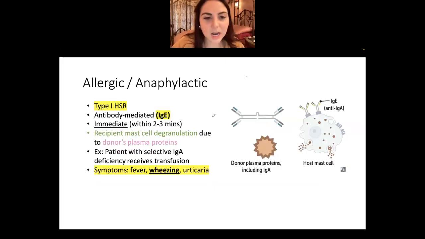Okay, so for this, I just kind of changed it up. I tried to keep the same coloration like last time. It's pretty much the same as when I presented it last time, but I highlighted the symptoms because this is what you're going to want to look for in your question stem.